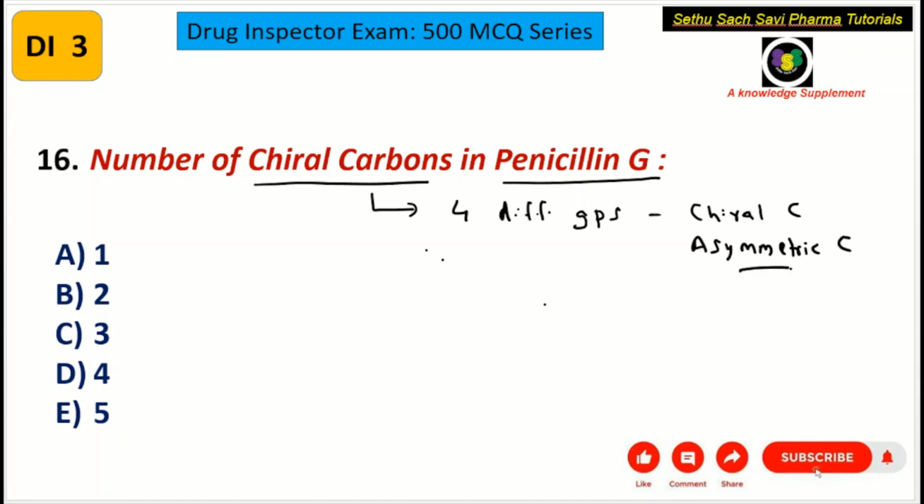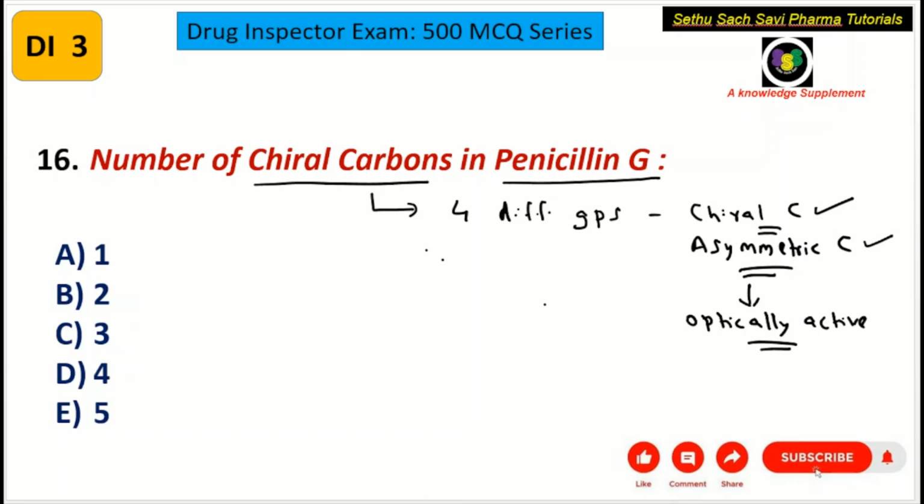Chiral carbon is also called as asymmetric carbon. Now this is one of the conditions for a compound to be optically active. So for a compound to be optically active, one condition is that they should contain chiral carbon or asymmetric carbon. Now here the question is the number of chiral carbon in penicillin G.